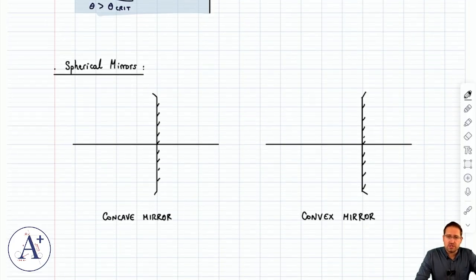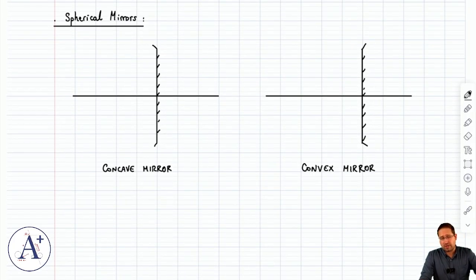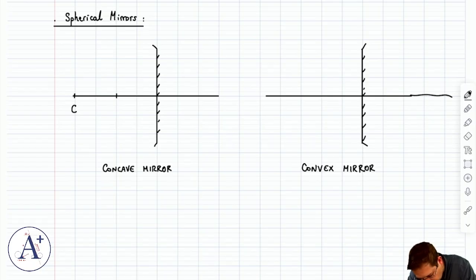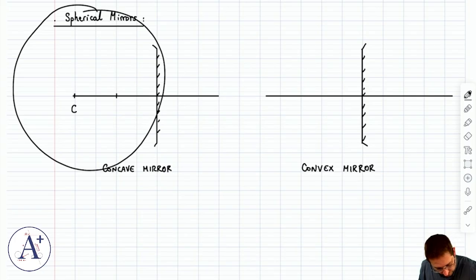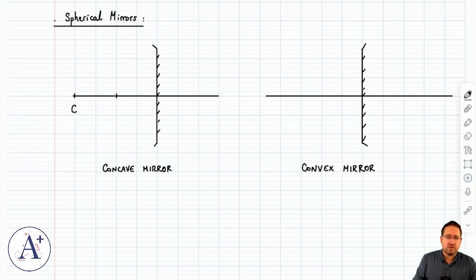Now these mirrors are going to behave differently. They're both going to reflect light, but they're not going to produce the same type of images. And so what we're going to do is define first the center of these mirrors. Remember that these are pieces of spheres. So really you have one big sphere like that with a center around here. We just draw a piece of it, that's the mirror.